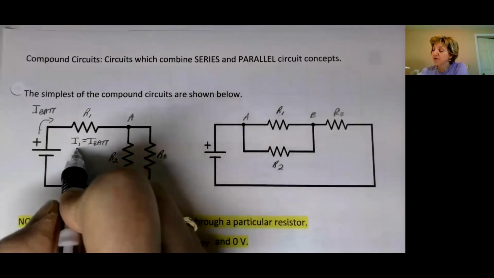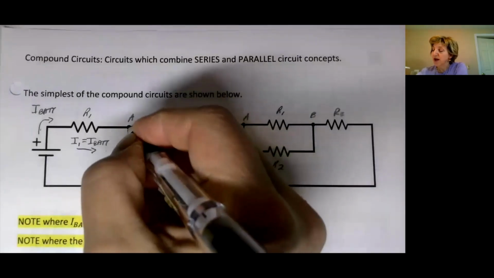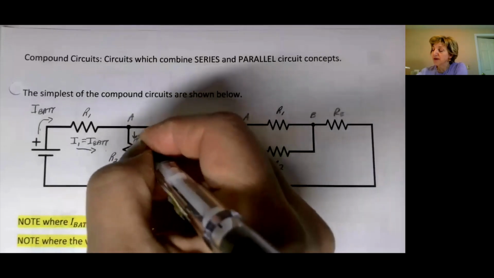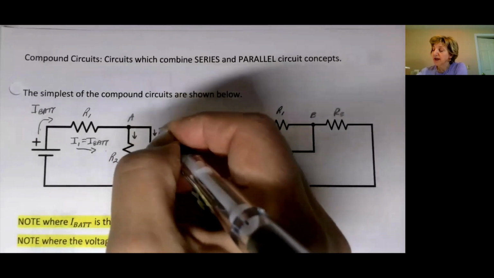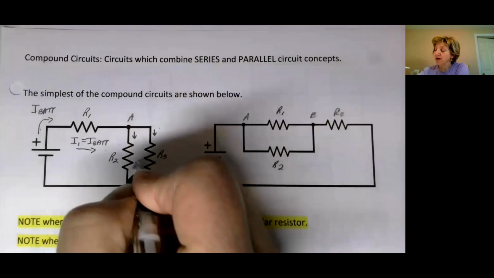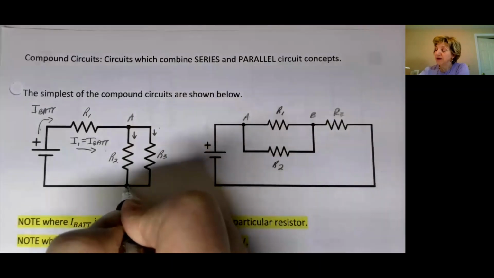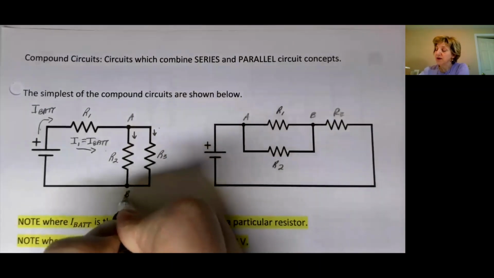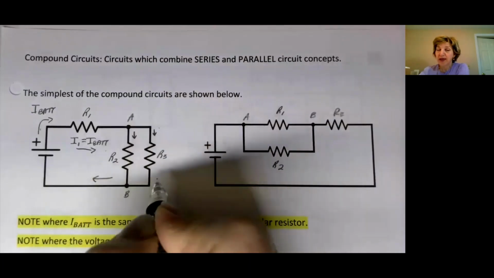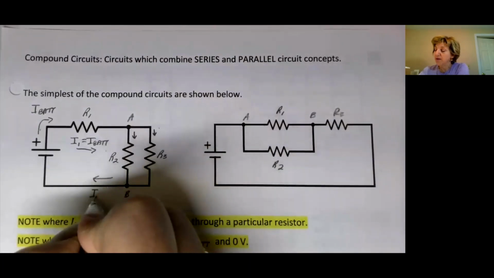This is a river of current, which at node A will break up into I2 and I3. And when I2 and I3 meet at this juncture B, they will add up to I battery again.